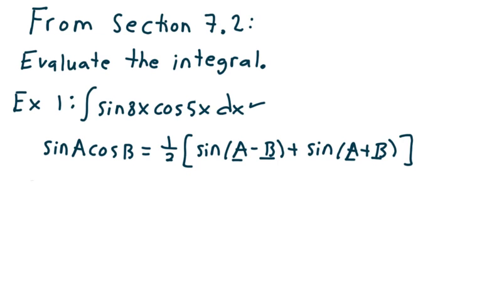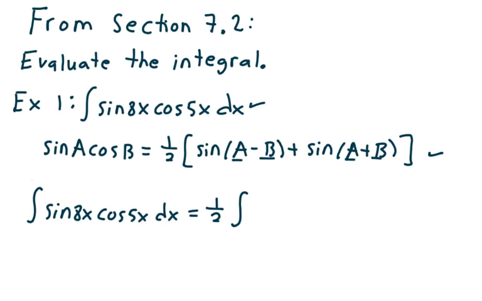And so we're going to take sine of A times cosine of B. That's going to be 1/2 the quantity sine of A minus B plus sine of A plus B. So I'm going to use that for the integral above. So I'm going to take sine of 8x cosine 5x dx. So I'm going to pull a 1/2 out in front of the integral, and then I'm going to integrate.